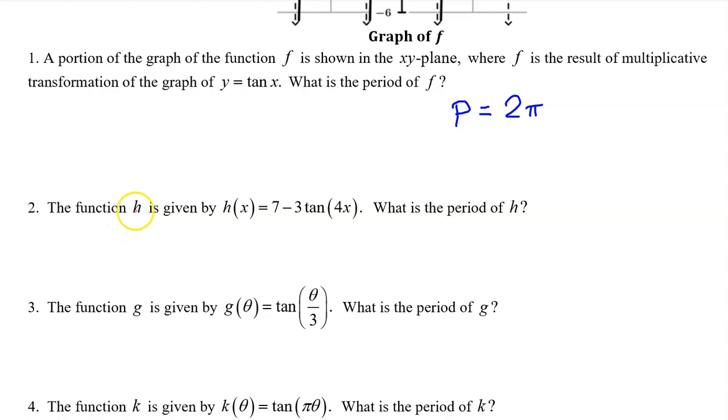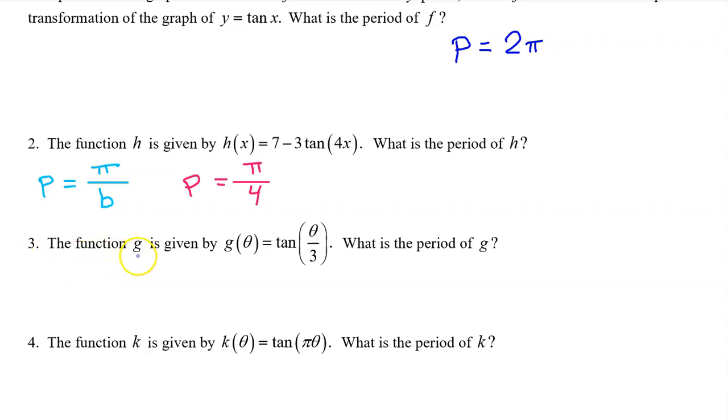Number 2. The function h is given by h of x is equal to 7 minus 3 times the tangent of 4x. What is the period of h? The period of a tangent function is given by pi divided by the b value. So in this case, the period will be pi divided by 4 because that's the b value. And that's it. The period is pi over 4.